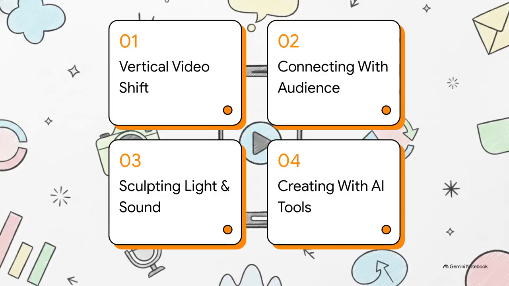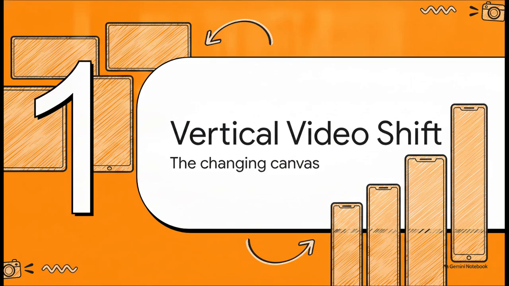So, to build the ultimate modern viral hit, we're going to tackle this layer by layer across 4 quick stages. 1. The vertical video shift. 2. Connecting with the audience. 3. Sculpting light and sound. And 4. Creating with AI tools. Kicking things off with Section 1, the vertical video shift.